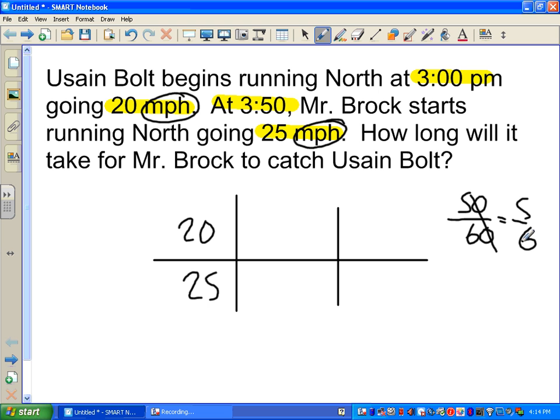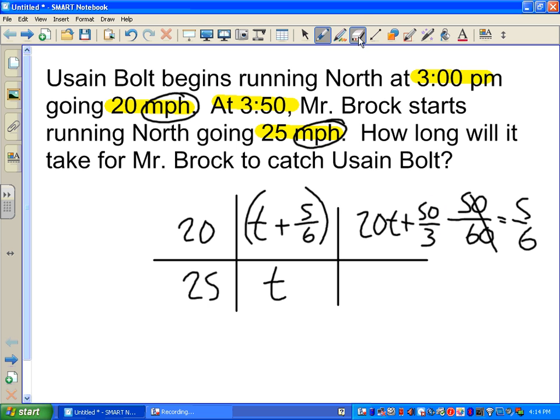Since we want to know how long it's going to take Mr. Brock to catch up, I'm going to let Mr. Brock be t for time. Since Usain Bolt had a 5/6 of an hour head start, his time is t plus 5/6. I'm going to put that in parentheses so that I remember to distribute. Now all I need to do is multiply these out. 20 times t is 20t. 5/6 times 20 is 100/6, which will reduce to 50/3.